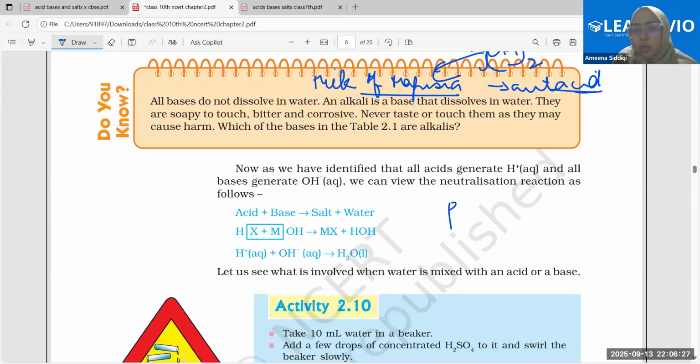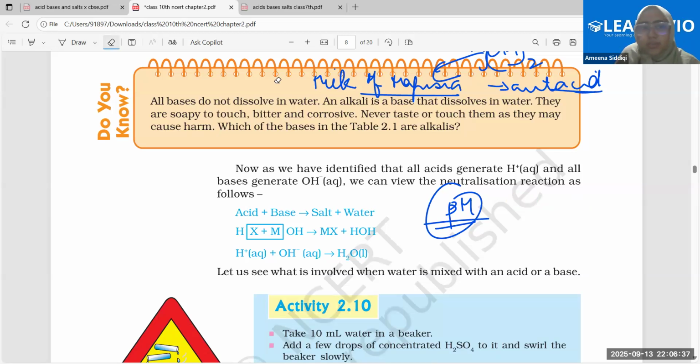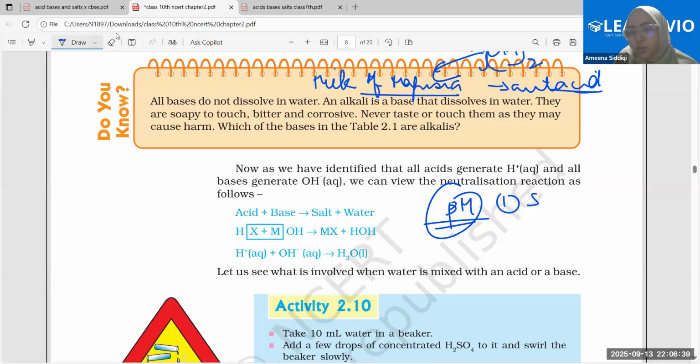What about the pH of the salt? We have three conditions. First, if we have a strong acid and a strong base, in this case the salt will be neutral. Like NaCl. Na from the strong base, sodium hydroxide, and Cl from the strong acid, HCl. So both of them being a strong acid and a strong base give rise to a neutral salt.